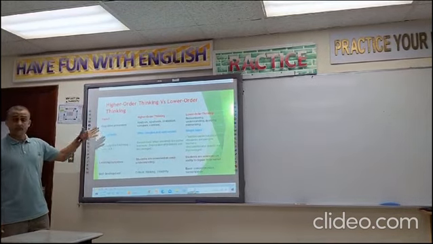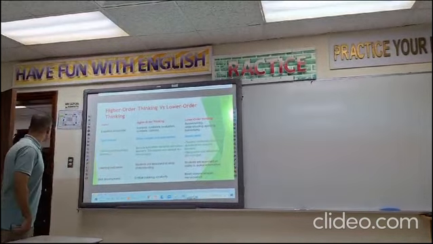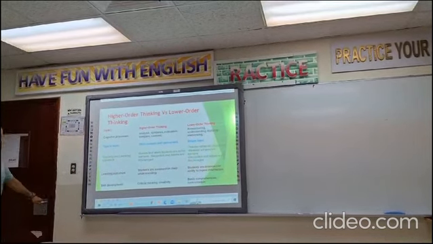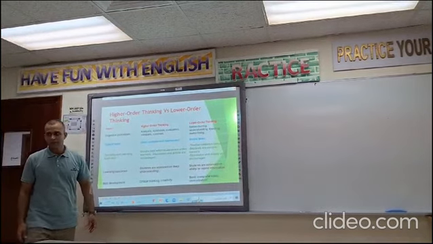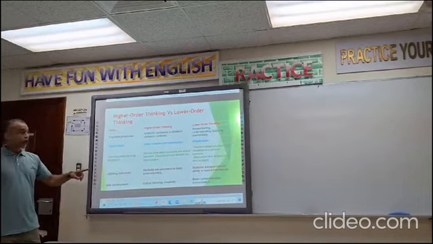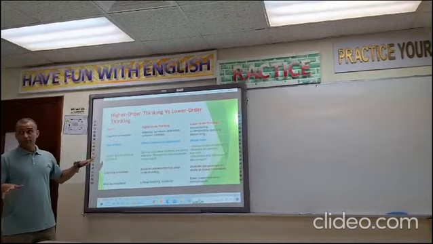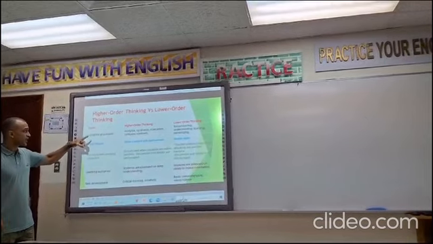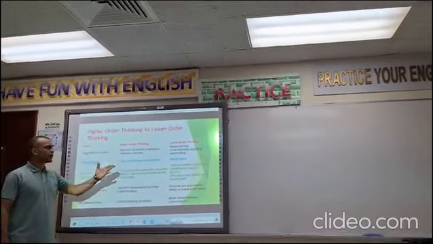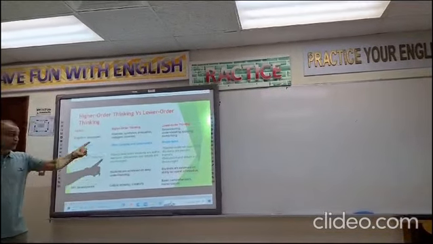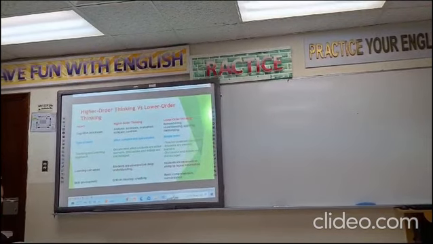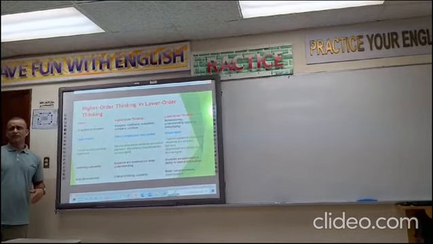For the cognitive processes, higher order thinking includes analysis, synthesis, evaluation, comparing and contrasting. But for the lower order thinking, we have remembering, understanding, memorizing, and things like that, which need just a little bit of thinking.